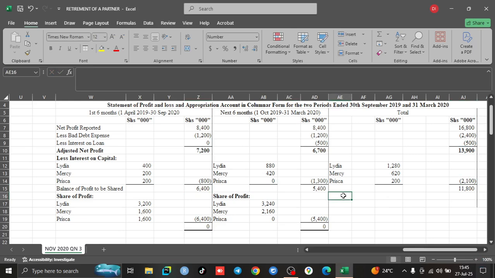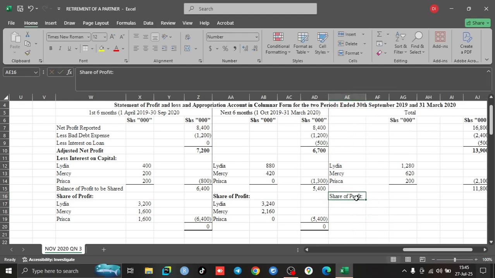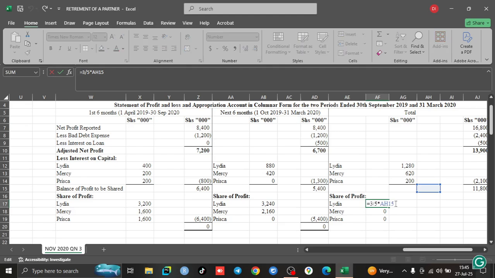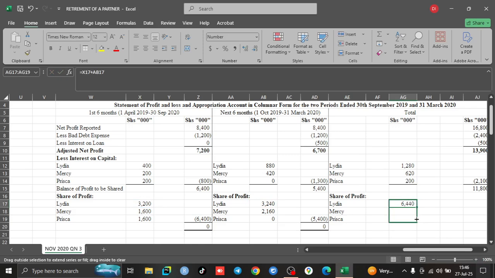Then the share of profit is now for 3 partners as well, because Priska still had some profit for the first 6 months before her retirement. So that share of profit, I won't do it there, I'll do it in this cell. It will be the total for the first 6 months and the next 6 months. I can drag it down, it will auto calculate it for me.